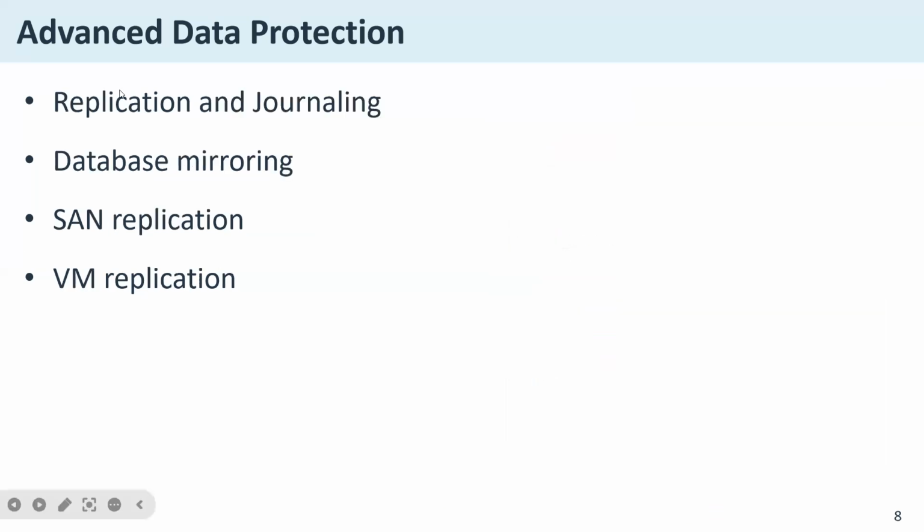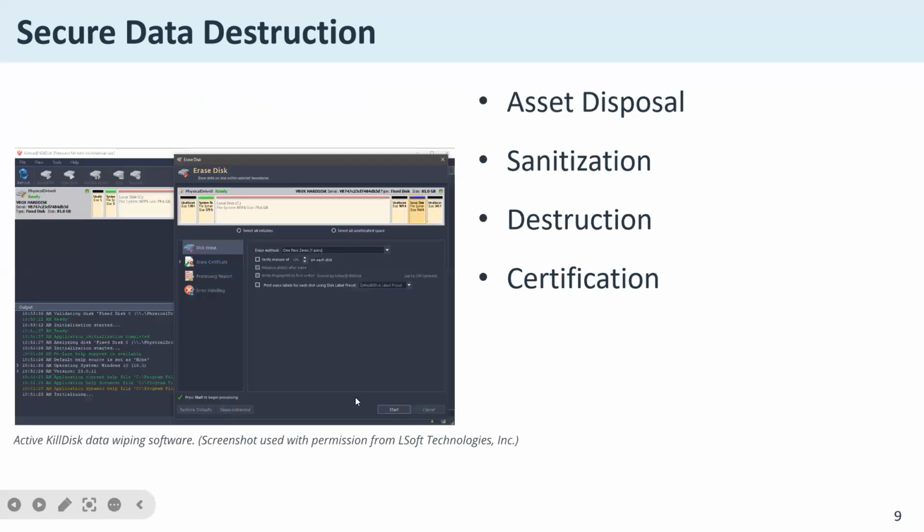They also have replication and journaling. We have database mirroring. We have SAN replication and VM replication. All of these are means through which you can make sure that you have another copy of your IT infrastructure, your database, your files, your VMs. You want to make sure that you have a second copy.